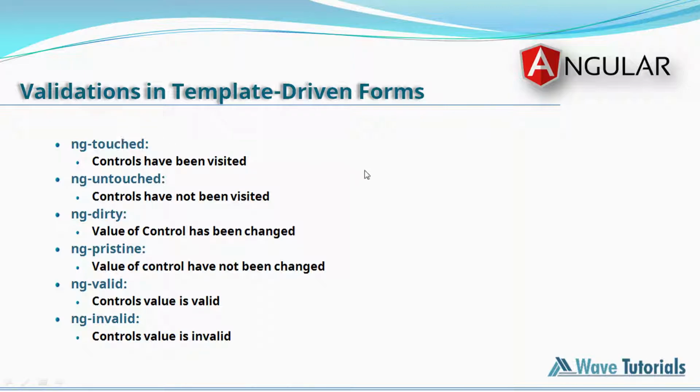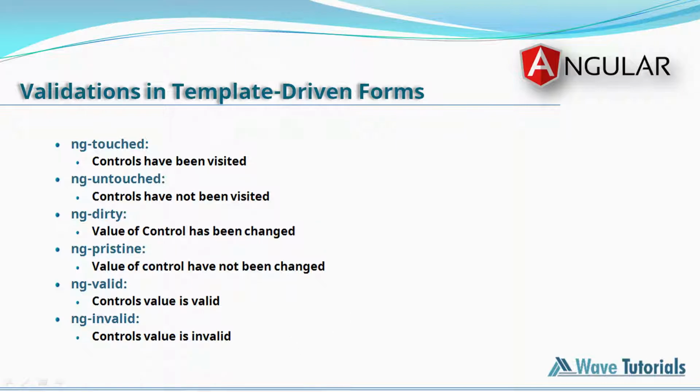ng-touched is used when a control has been visited. So whenever the user clicks on that control, the ng-touched class is applied to the control. In the same way, by default, the ng-untouched class has already been applied there. And ng-pristine is already attached to a control and checks that the value of the control has not been changed. Whenever we change its value, the ng-dirty class is attached to the control.